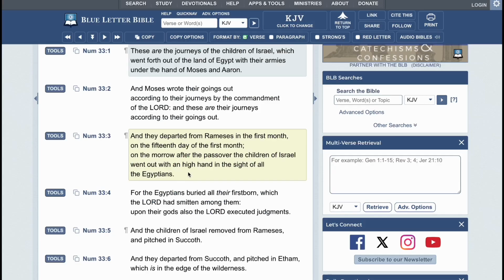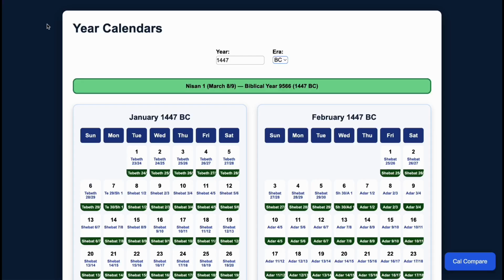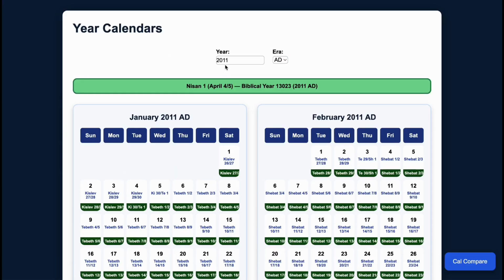Now we're going to read Numbers 33, verse 3. "And they departed from Ramesses in the first month," so that would be Nisan or Abib, "on the 15th day of the first month." So God is letting us know it wasn't the day of Passover, it was actually the next day. "On the morrow after the Passover, the children of Israel went out with an high hand in the sight of all the Egyptians." So Mr. Campion had wondered, why is God highlighting the fact that they left on the 15th day of the first month? So now we're going to use our calendar page.